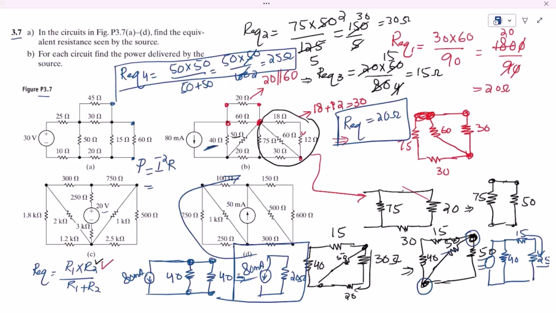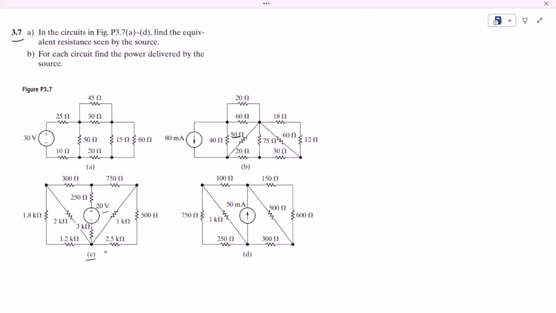Let me put the value of I, which is the same, and R is R equivalent. So I is 80 milliamps, which is 0.08, squared, multiplied by R equivalent, which is 20. Once you calculate it, you will get the answer for this power. So that's it for today, in which we have seen the solution of part A and part B. We are going to solve part C of it.